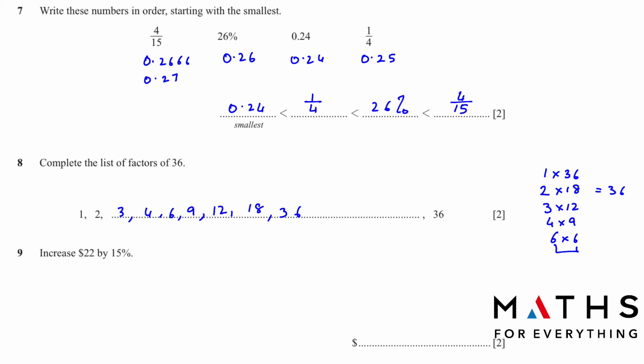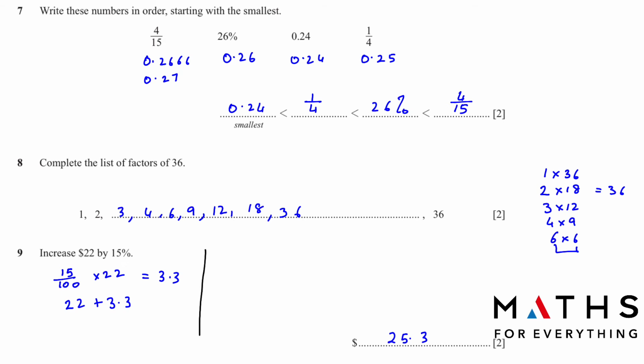There are two ways to do this. One way is we find the 15% of 22. So 15% means divided by 100 of 22 is 3.3, and then we add it to 22. So that will give us 25.3. The other one is to get the answer directly.